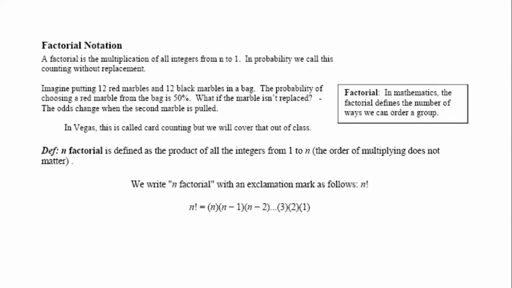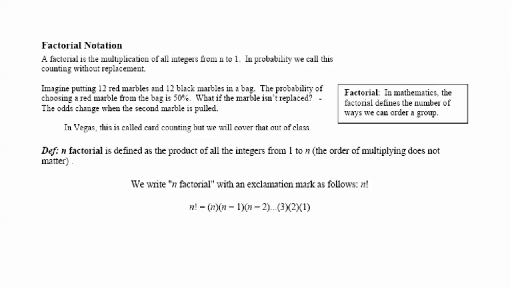In this video, we'll look at factorial notation as well as permutation and combination. A factorial is a way of counting the total possible outcomes of independent events. So a factorial is multiplication of an integer from n to 1. And in probability, we call this counting without replacement.